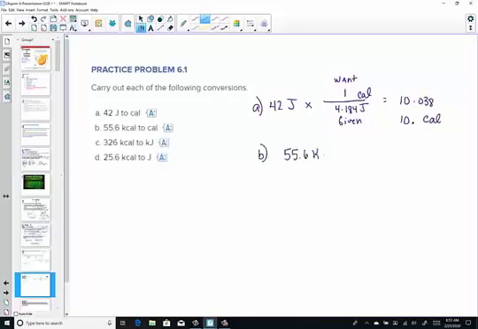55.6 kcals to calories. So what is it that we want? We want a calorie given a kcal. So I think about want over given. It takes 1,000 calories to equate to 1 kcal. So we're moving our decimal place 3 spots over. So when I write that out, 55600.